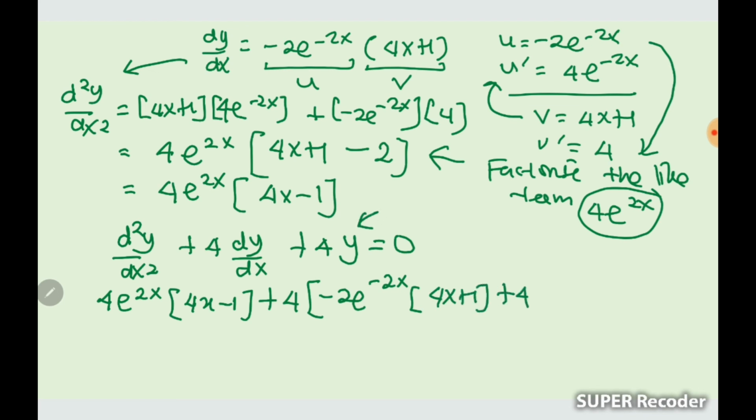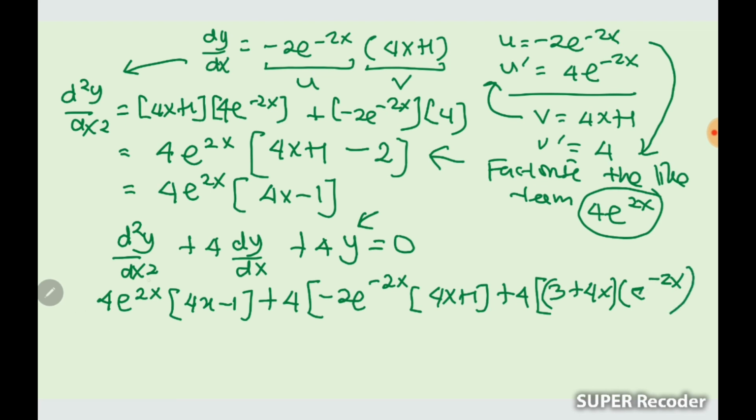What is y? You can get y from the original question. The question given to you, that is y is equals to 3 plus 4x multiply with e to the power of negative 2x.